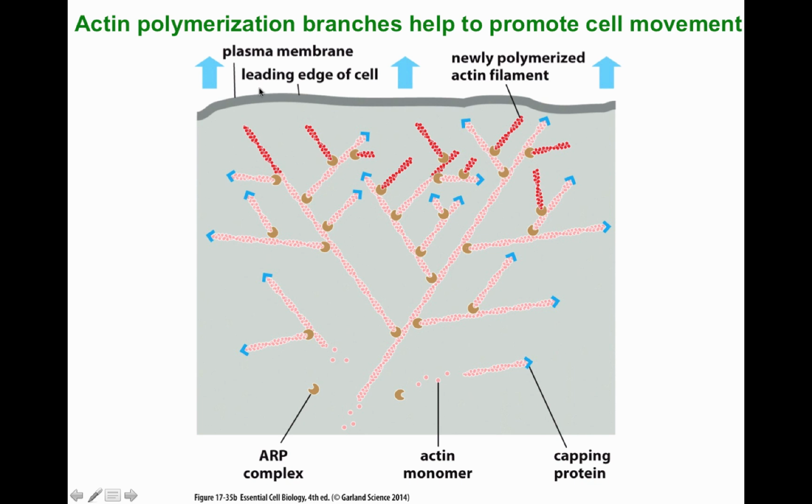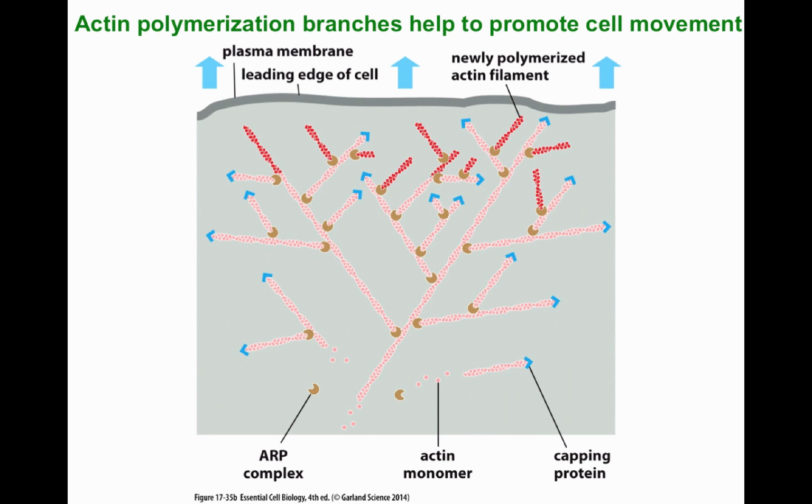Here in gray we have the plasma membrane, this line over there, and that is the leading edge of the cell. The arrows in blue indicate the direction of movement. We went over in class on Wednesday and learned about the ARP complex. This is a protein that binds to the minus end of the actin filament, but it can also bind within an actin filament, allowing it to branch. So it also helps with the polymerization of actin.